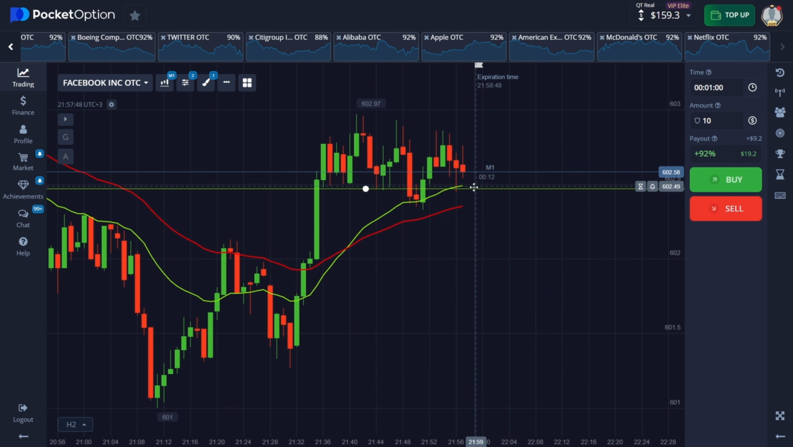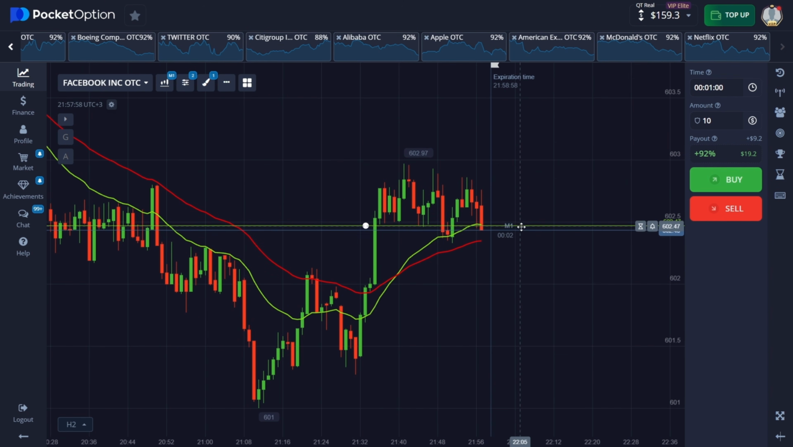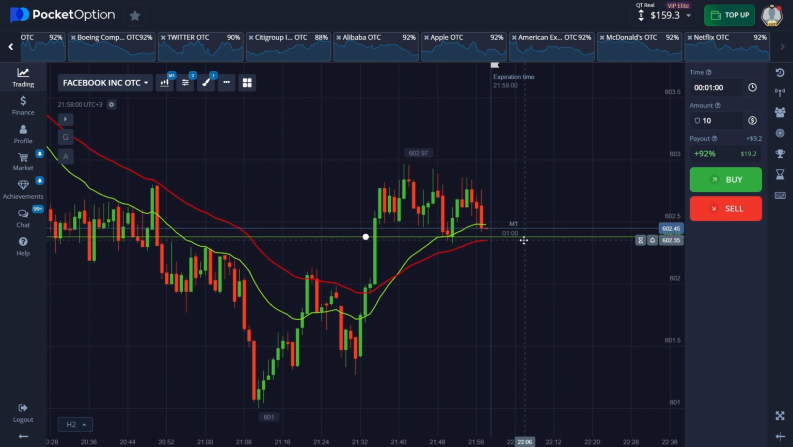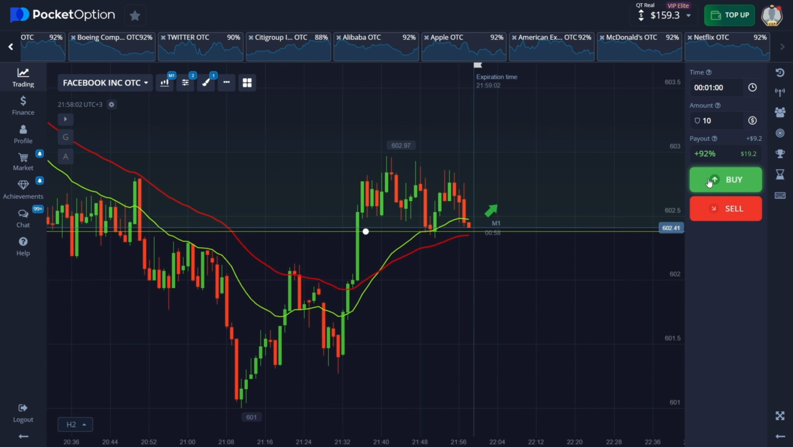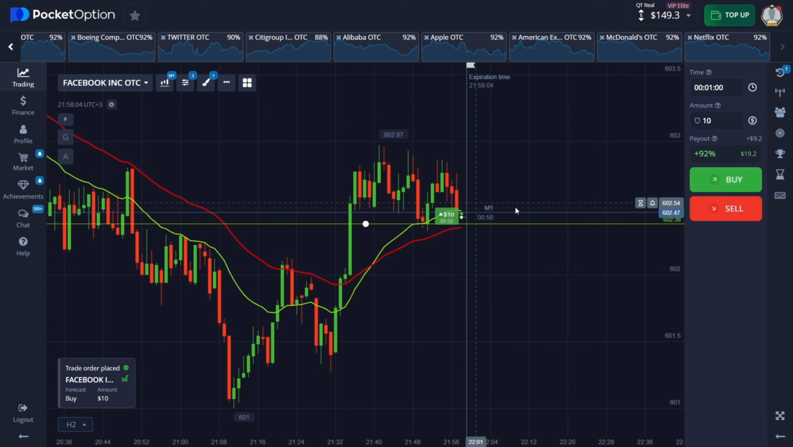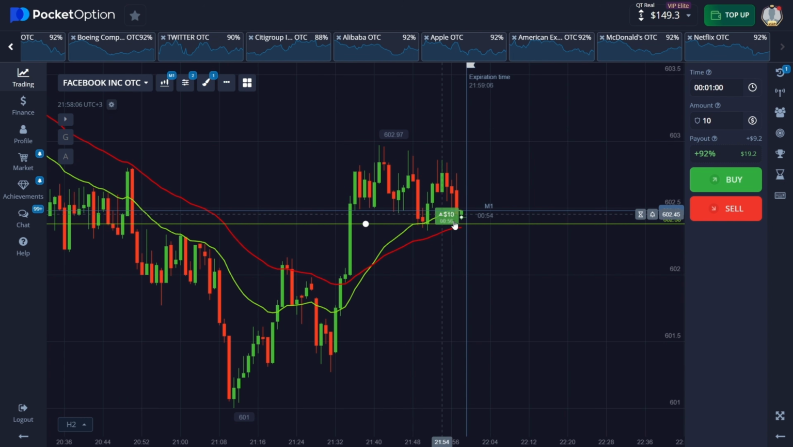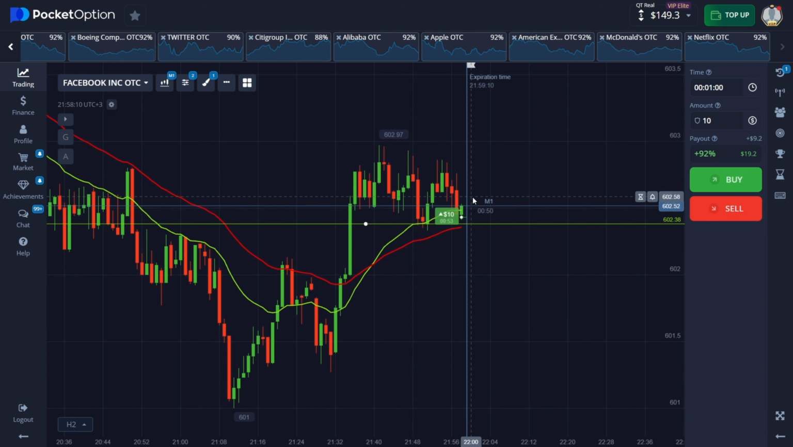On Facebook OTC, we have a trade from the support level. If this candle closes near the support level or the moving average, then we can try for an upside move. Let's wait for the candle to close. Alright, the candle closed below the moving average. So we got a good entry and I placed the trade for the upside move in the direction of the trend. I got a good entry and you will see a support level as well.